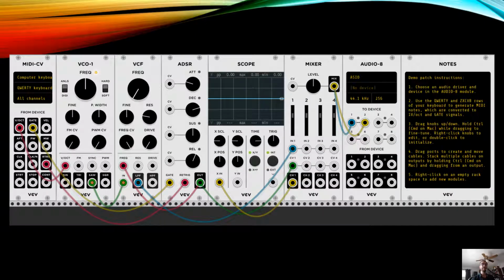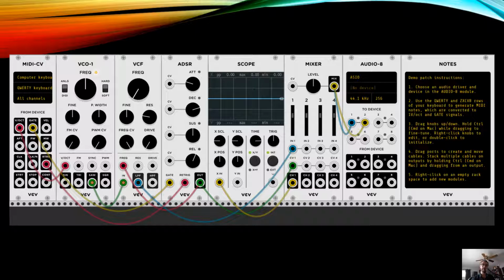Here we have a screenshot that shows exactly that. On the left, I have MIDI to CV. That is taking MIDI data from my computer, exporting it out of the volts per octave output into the volts per octave input of the VCO. The SAW output of the VCO goes to the input of my voltage controlled filter. The low pass output of the filter goes to my mixer. The output of my mixer goes to the audio interface.